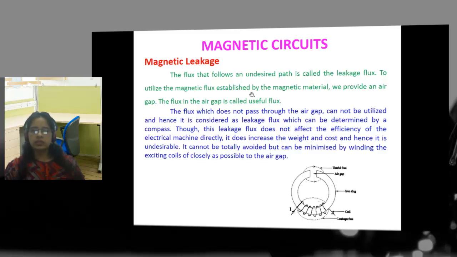To utilize the magnetic flux established by the magnetic material, we provide an air gap. The flux in the air gap is called the useful flux. The flux which does not pass through the air gap cannot be utilized, and hence it is considered leakage flux. Though this leakage flux does not affect the efficiency of the electrical machines, it does increase the weight and cost, and hence it is undesirable. It cannot be totally avoided.